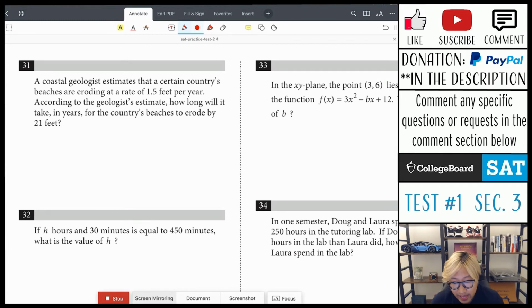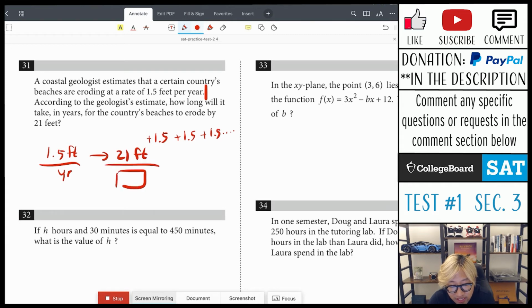Number 31, a coastal geologist estimates that a certain country's beaches are eroding at a rate of 1.5 feet per year. So plus 1.5, plus 1.5, plus 1.5, whatever. According to the geologist's estimate, how long will it take in years for the country's beaches to erode by 21 feet? So 1.5 feet per year to get to 21 feet.